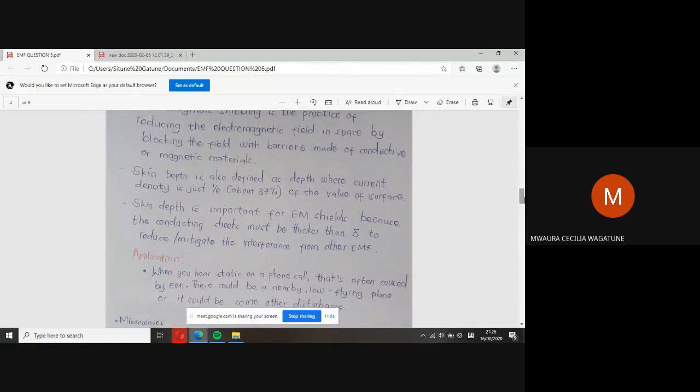So skin depth is also defined as the depth where current density is just 1/e of the value at the surface. Skin depth is important for EM shields because conducting shields must be thicker than the skin depth to reduce interference from other EMF.